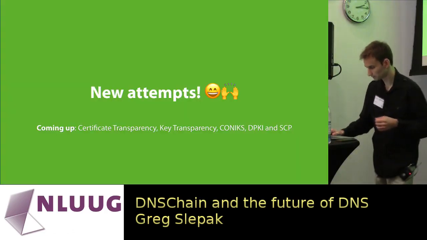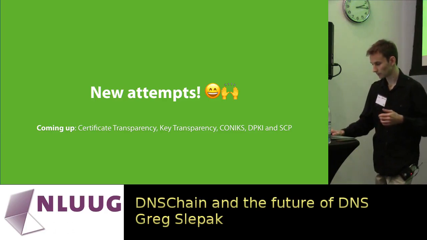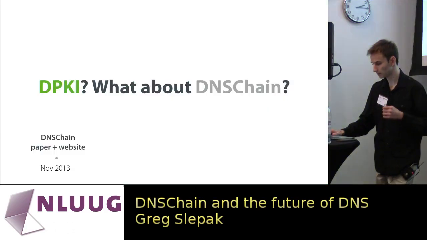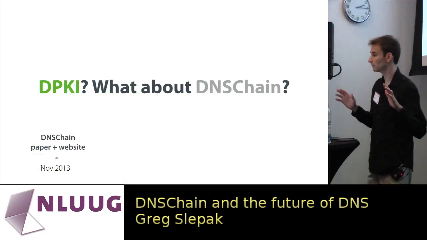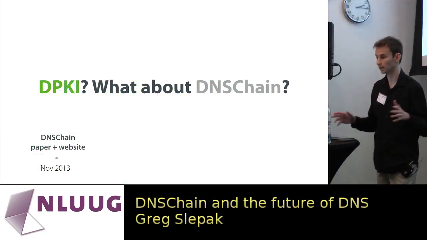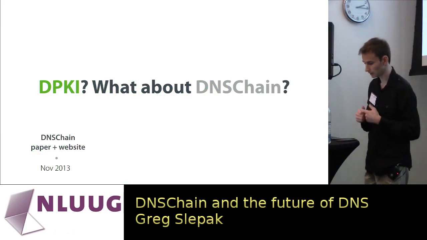So new attempts. We're going to go over a little bit certificate transparency, key transparency, Conics, DPKI, and SCP, Stellar Consensus Protocol. But before we get to that, I should address a question, because the title of this talk was supposed to be about DNSChain, but here I am talking about DPKI all the time. So what happened with DNSChain?